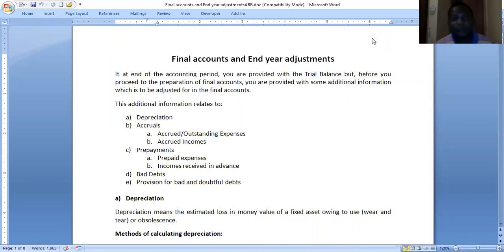Personally, I'm fine. Welcome to our fourth topic of financial accounting, that is financial accounts, final accounts, and end of year adjustments. We remember in our last lesson we covered the final accounts, that was the trading and the profit and loss account, and the balance sheet. But those were simple financial statements because they had no end of year adjustments. So during this lesson, we shall incorporate the adjustments at the end of year in preparing the final accounts.